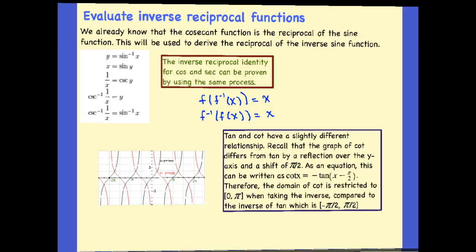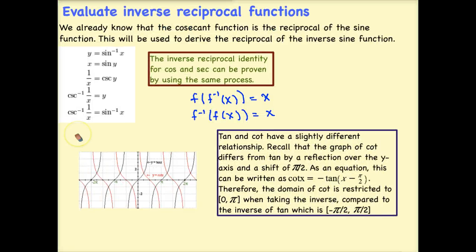Let's start with something that we know. We know that cosecant and sine are reciprocals, as well as secant and cosine, and cotangent and tangent. Here's an example of how we can use what we know about composite functions, as well as inverse functions, to derive the reciprocal of the inverse sine function.